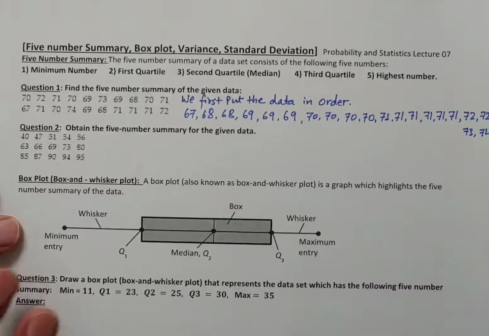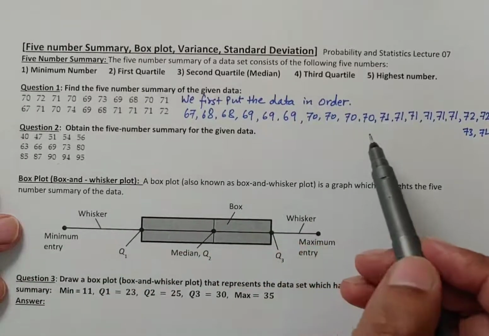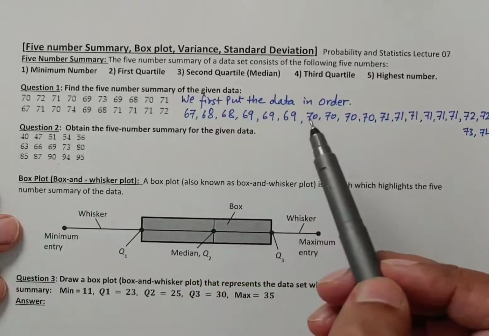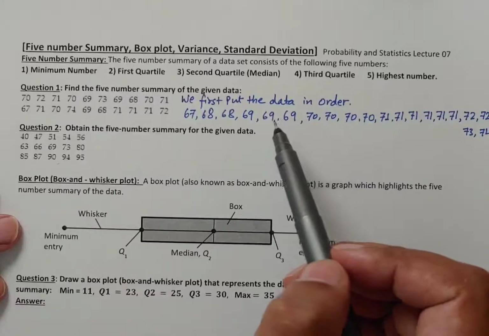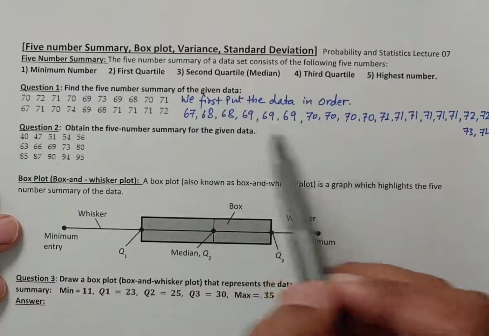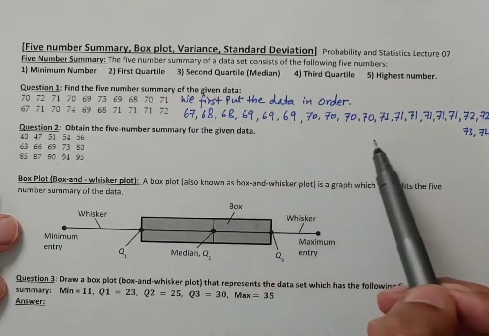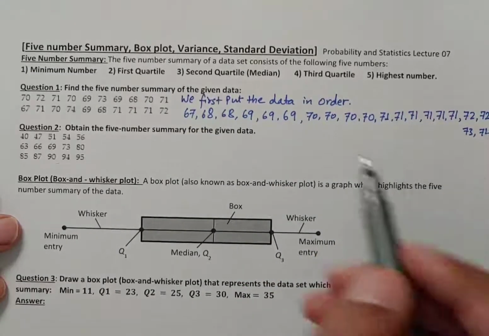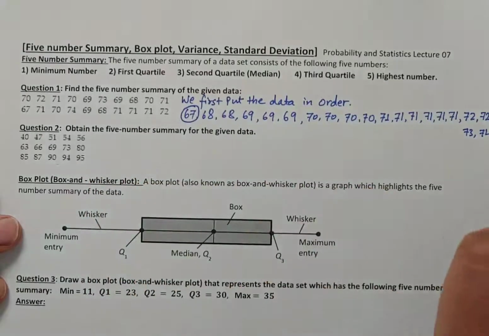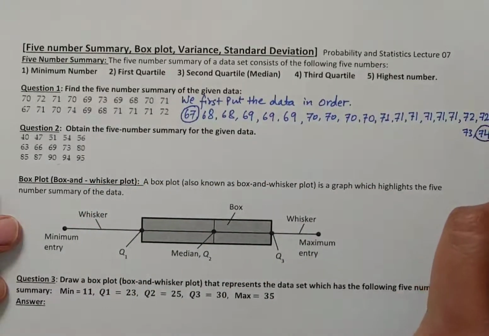And why do we need to put the data in order? Because to find the median, the data has to be ordered, and also for these quartiles, we need the data to be in order. Then this is the minimum number, and this is the maximum number.